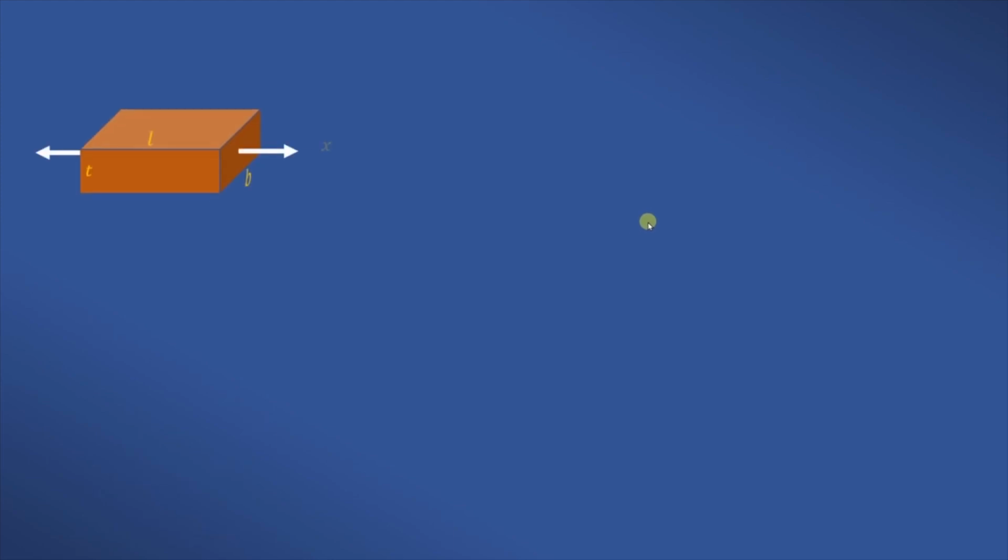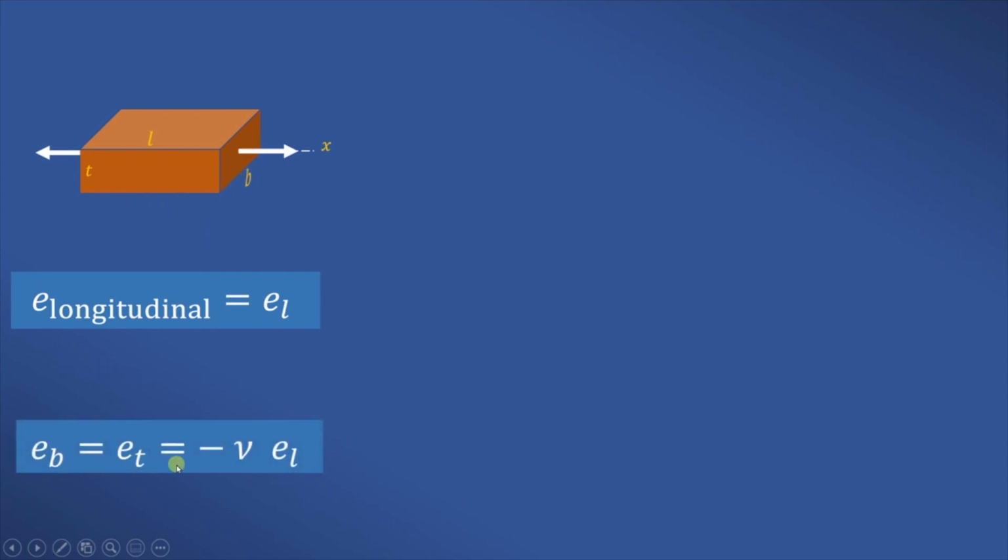Here is a bar. It is acted upon by load along x-axis. So longitudinal strain is strain in length. Strain in thickness and strain in width are lateral strain, which is nu times longitudinal strain, but negative. So because of load along x-axis, there is strain in length, strain in width and strain in thickness.